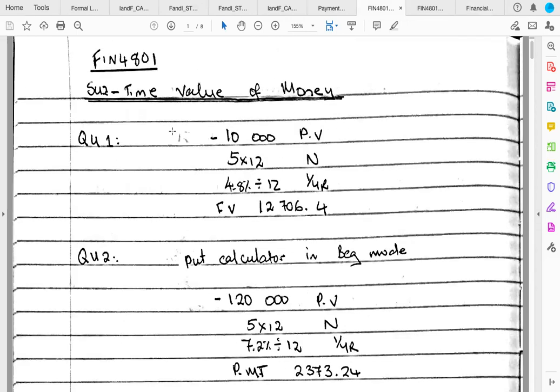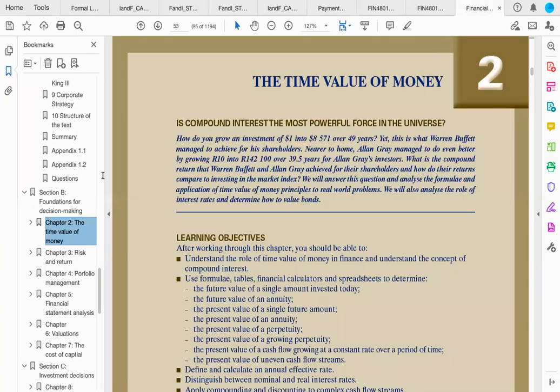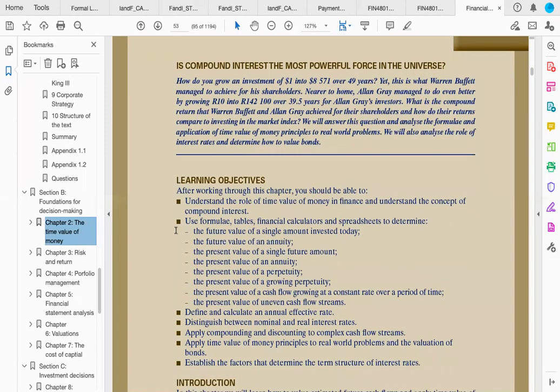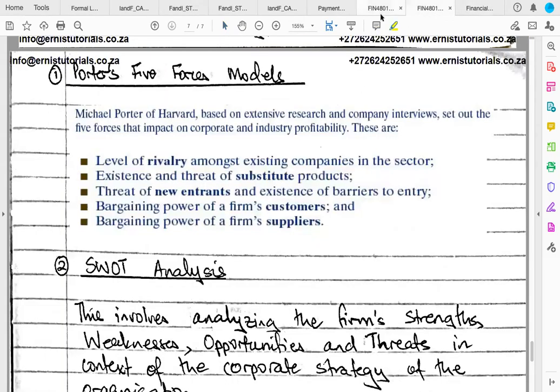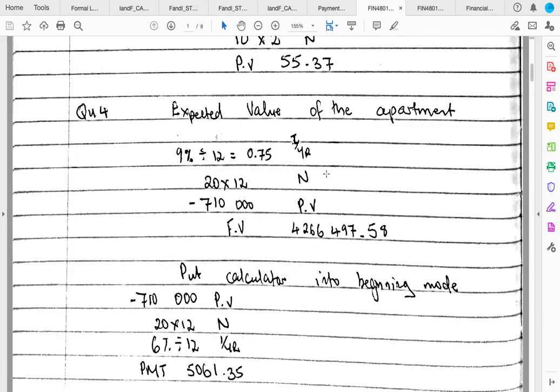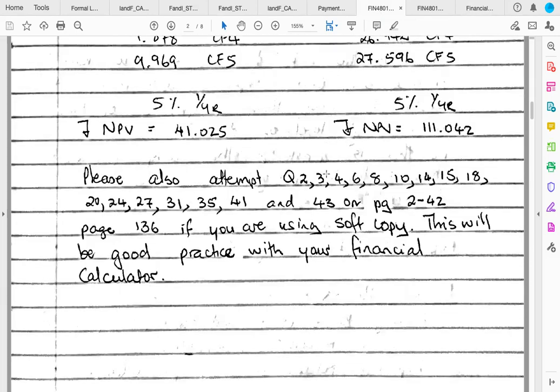You see, these are just some examples. If you look at study unit 2, I really do not think there's any reason to go through the complete study unit.